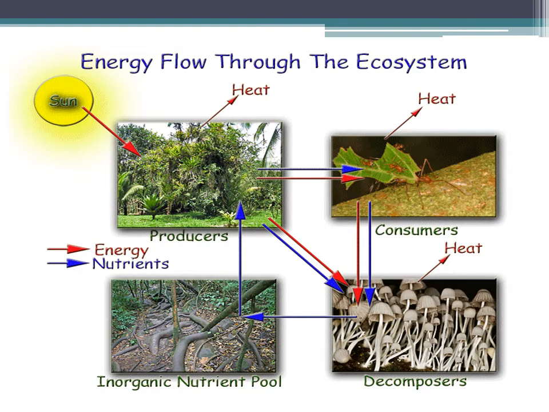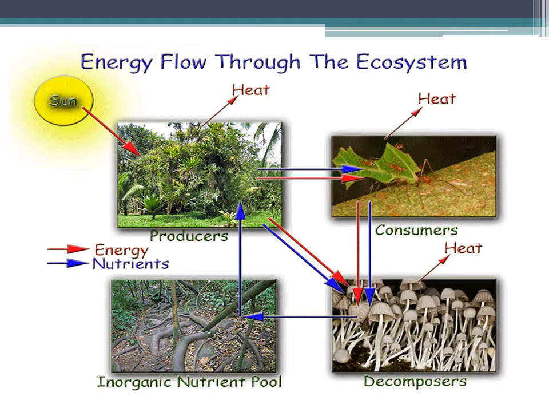So this diagram is great. It's showing you the energy flow through the ecosystem. The red arrows are energy and the blue arrows are nutrients. If you look at the very top left, you notice that it's the sun. The sun is responsible for all energy flow in ecosystems. The sun gives plants the energy that they need to undergo photosynthesis.